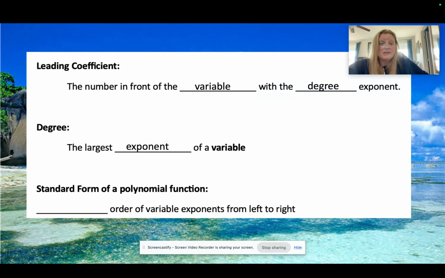Degree would be the biggest exponent in the problem, and it's always going to be attached to a letter. So like x cubed, x squared, x to the fourth, you take the biggest of them. And then standard form is when you put it in descending order based on exponents, and that's something that I've been having you do with various problems. So we would put x to the fourth and then x cubed, x squared, x, and then a number. That's called standard form.